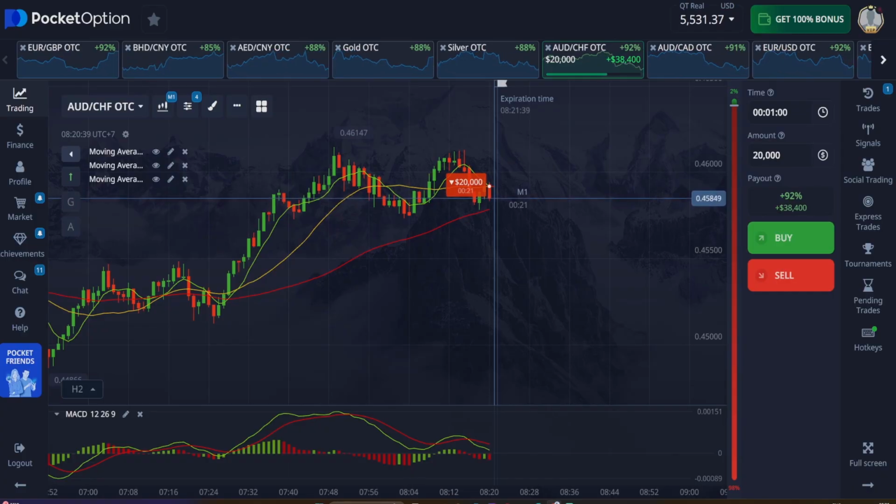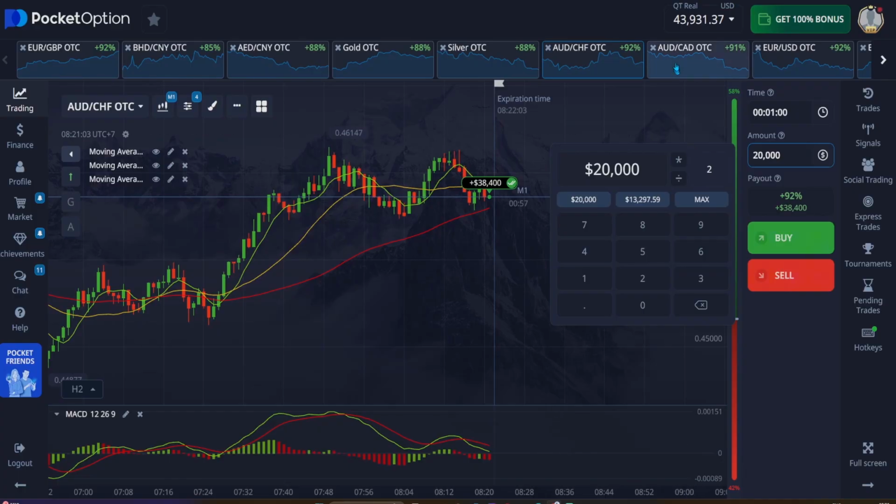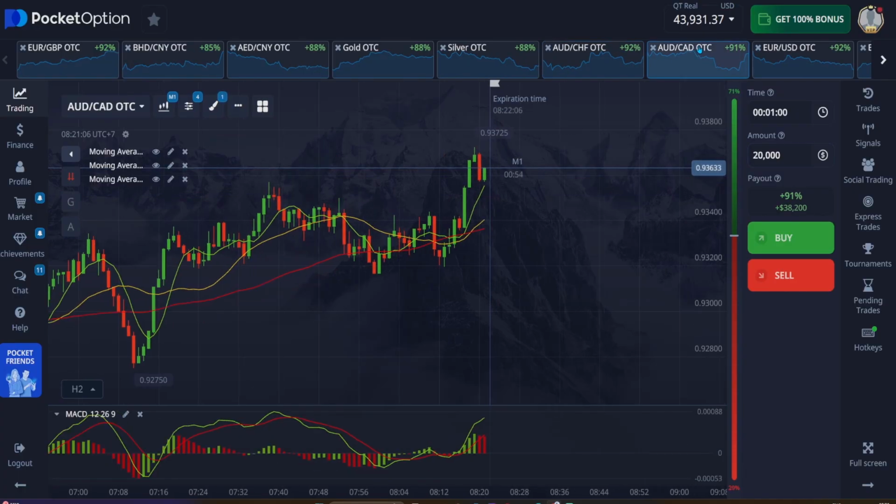Let's see how the price reacts. Okay, profit again. Now we can open the market again and look for the next opportunity.